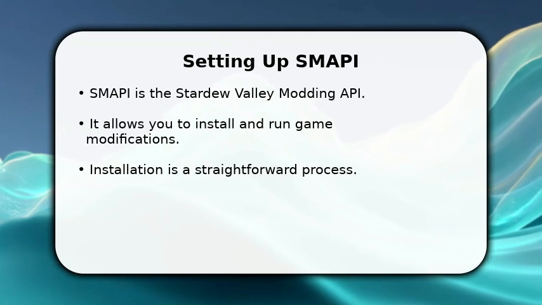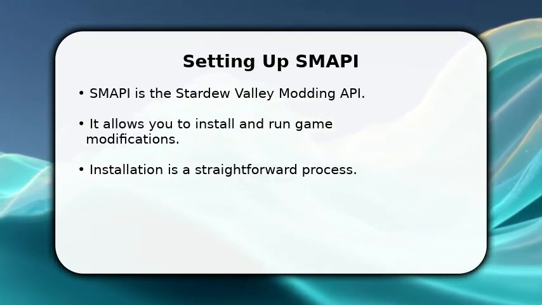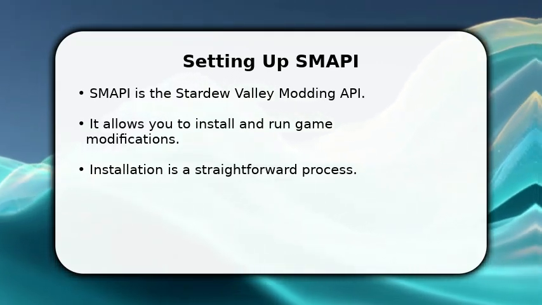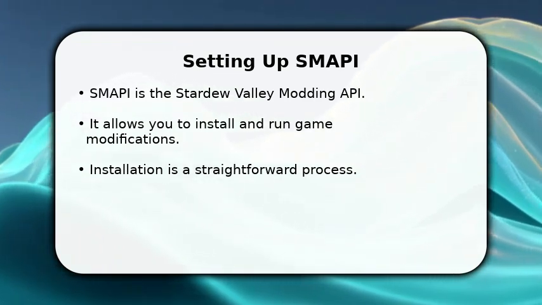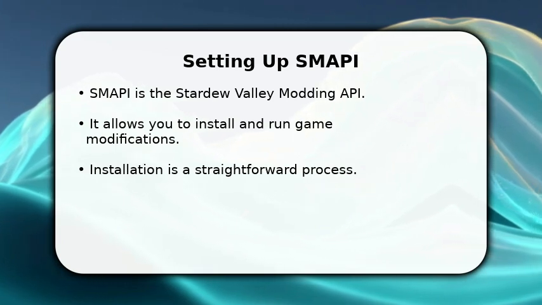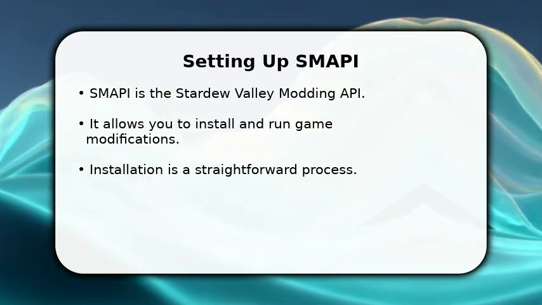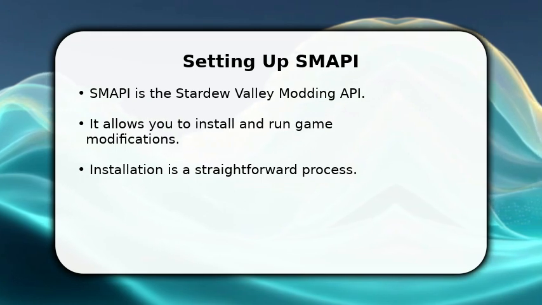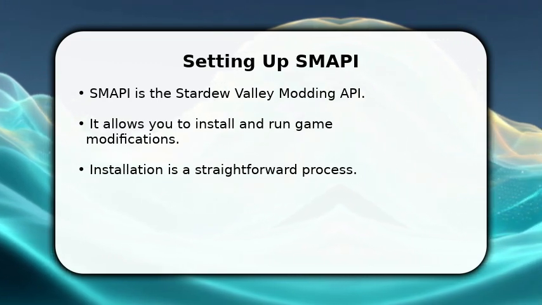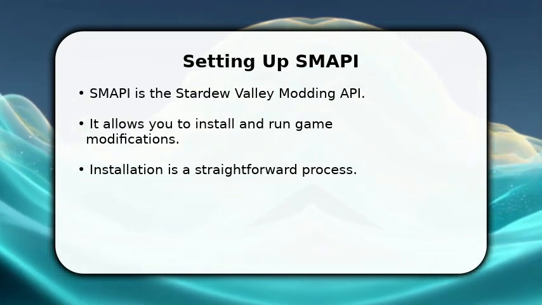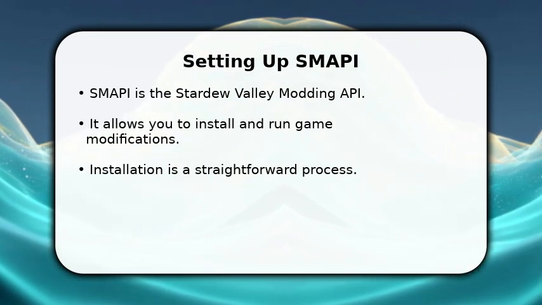In this video, I will explain how to set up SMAPI. First, you'll need to download the latest version of SMAPI from its official website. Ensure you're getting the correct file for your operating system, whether it's Windows, Mac OS, or Linux. Once downloaded, locate the file and prepare for the installation process. This initial step is crucial for ensuring compatibility with your game and any mods you plan to use.